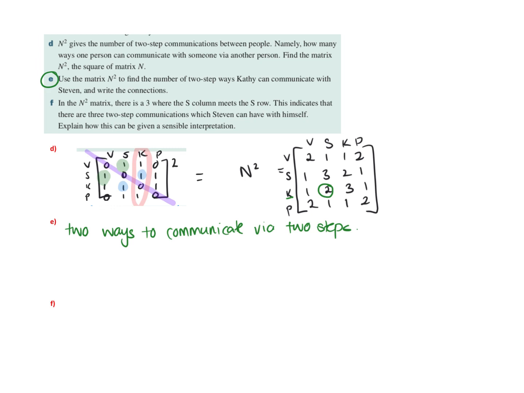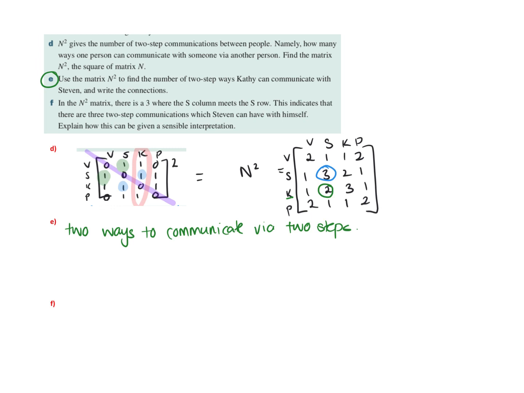And then in the last one, in the N2 matrix there is a 3 where the S column meets the S row. Where S meets S, there's a 3 there. That explains how many 2-step communications Stephen can have with himself. Explain how this can be given a sensible interpretation. So there's 3 ways.